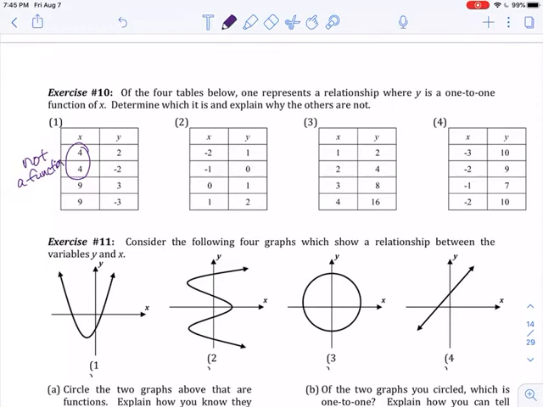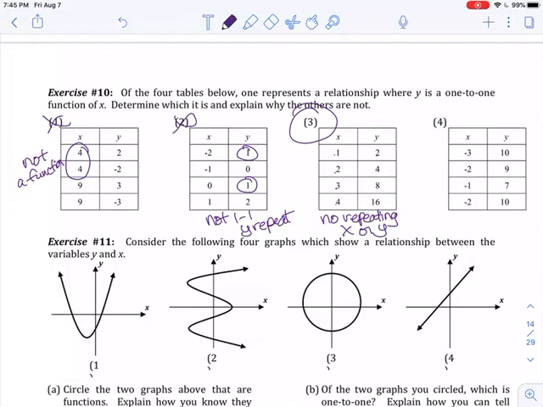Number 2, all right, x's are all different. Let's look at the y's. Oh, these y's are the same. So it's not one-to-one. It's a function, but it's not one-to-one. The y is repeating. Okay, so 1 is no good, 2 is no good. 3, look at my x's, 1, 2, 3, 4. Look at my y's, 2, 4, 8, 16. So yes, this is my answer. There's no repeating x or y.